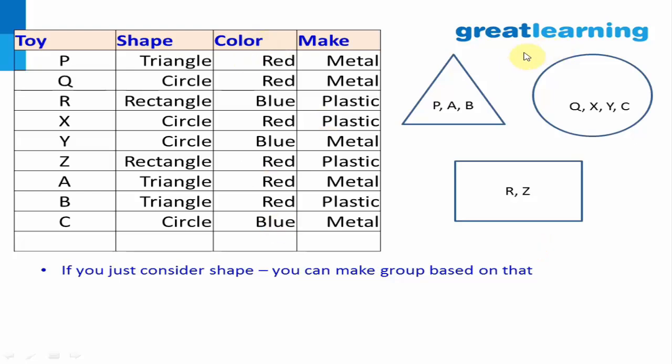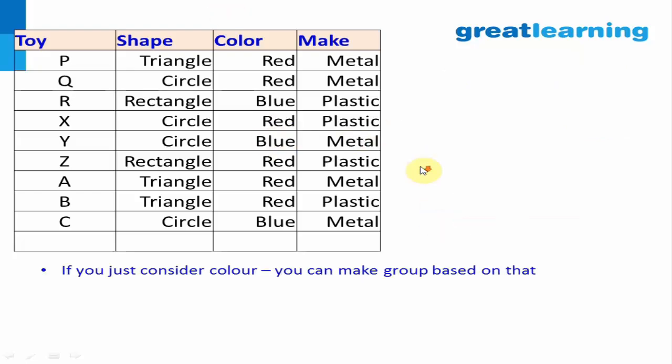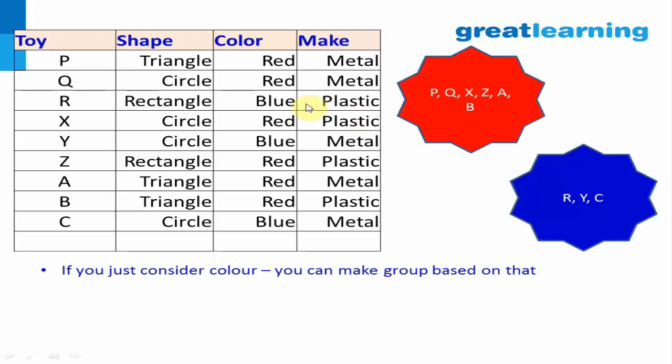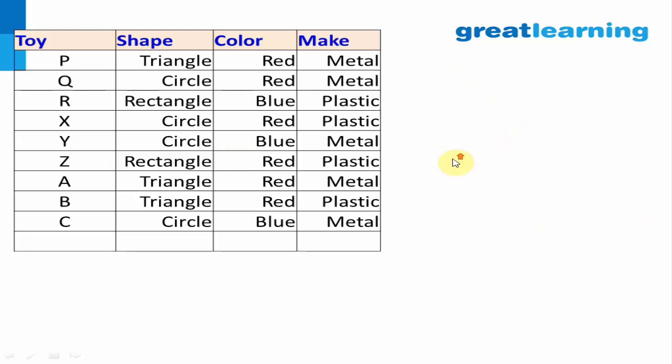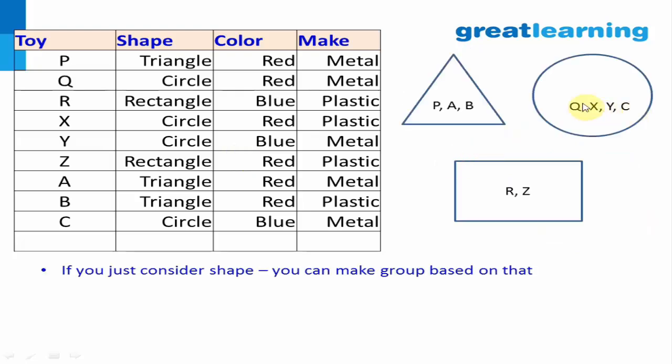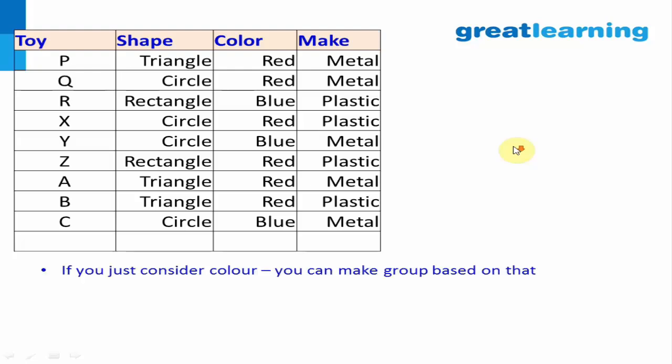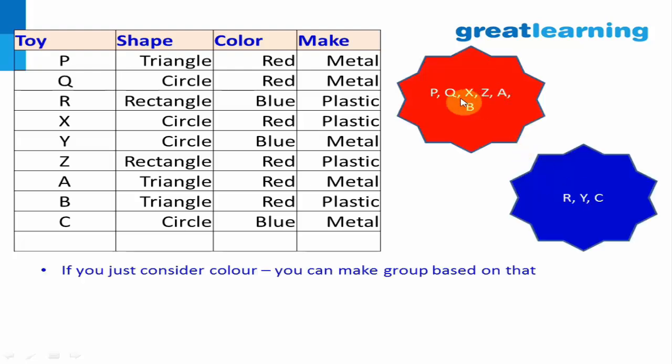Now consider one more thing. You consider shape, you get this kind of cluster, with P, A, B coming in one place. If you would have considered color, you would have got a different cluster. Q, X, Y, Z, which were in one circle group, have now come in different groups. Q, X is here, Y, Z is here, because their color is different. Now you are doing it based on color, so you have one color here, one color here. So you got a different grouping altogether.